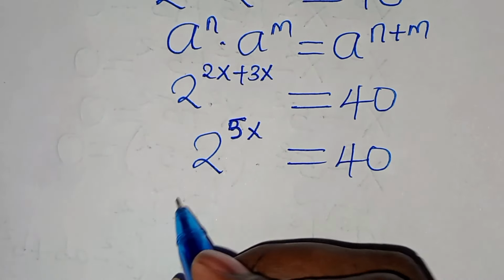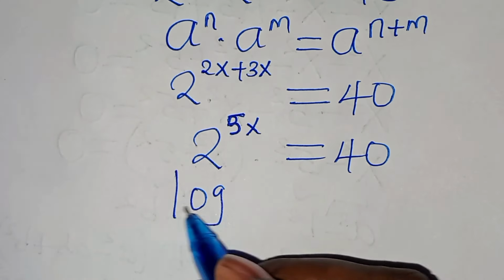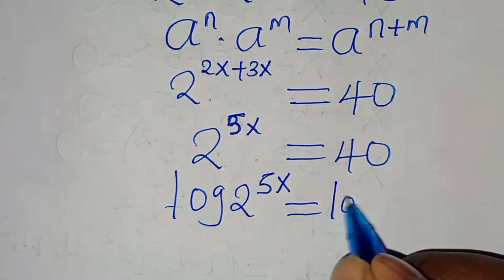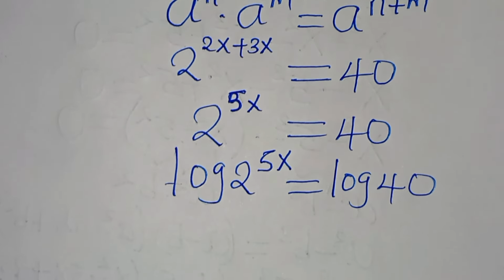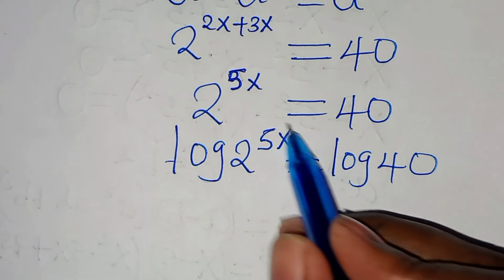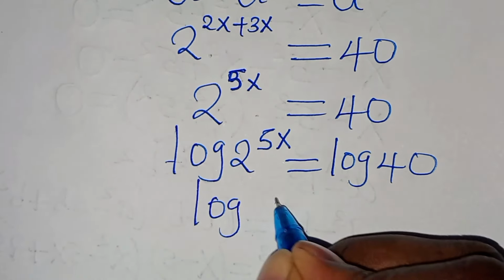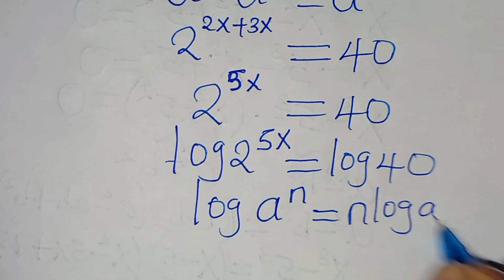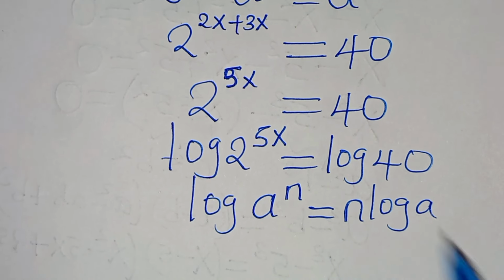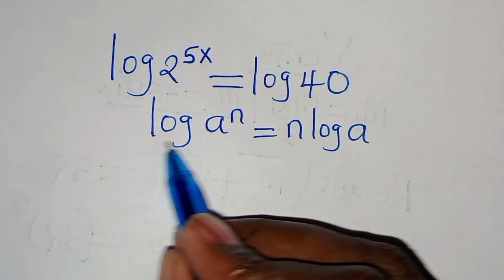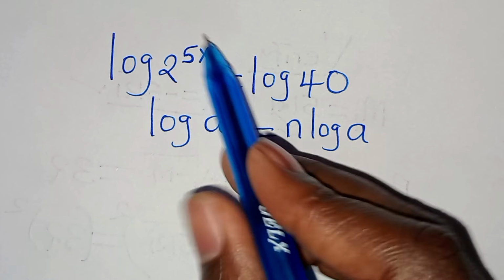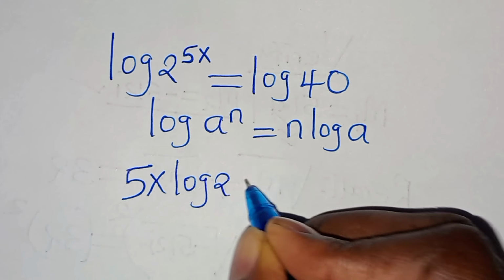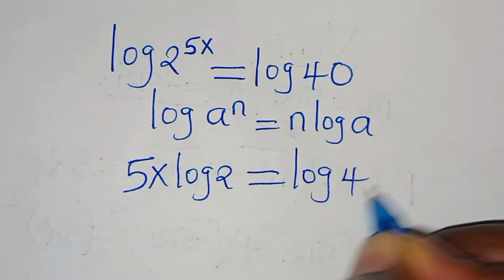To solve for x here, we introduce logarithm on both sides. So we have log 2 to the power of 5x. This is equal to log 40. We have that log 2 to the power of 5x. This is in the form of log a to the power of n, which we can express as n log a. Applying this logarithm property, then log 2 to the power of 5x becomes 5x times log 2. This is equal to log 40.